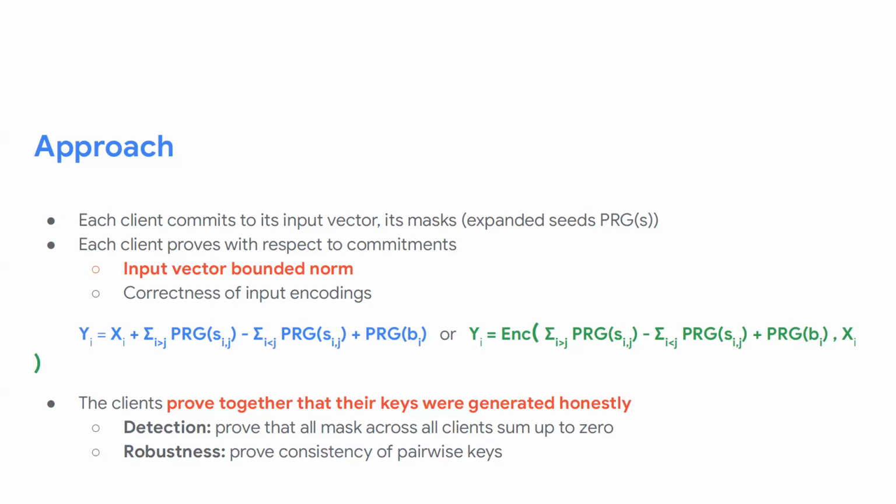If you want to go after robustness, you really need to try to prove consistency of these pairwise masks that the pairs of clients are contributing, and this becomes more complicated, with more rounds of interaction for this proof.